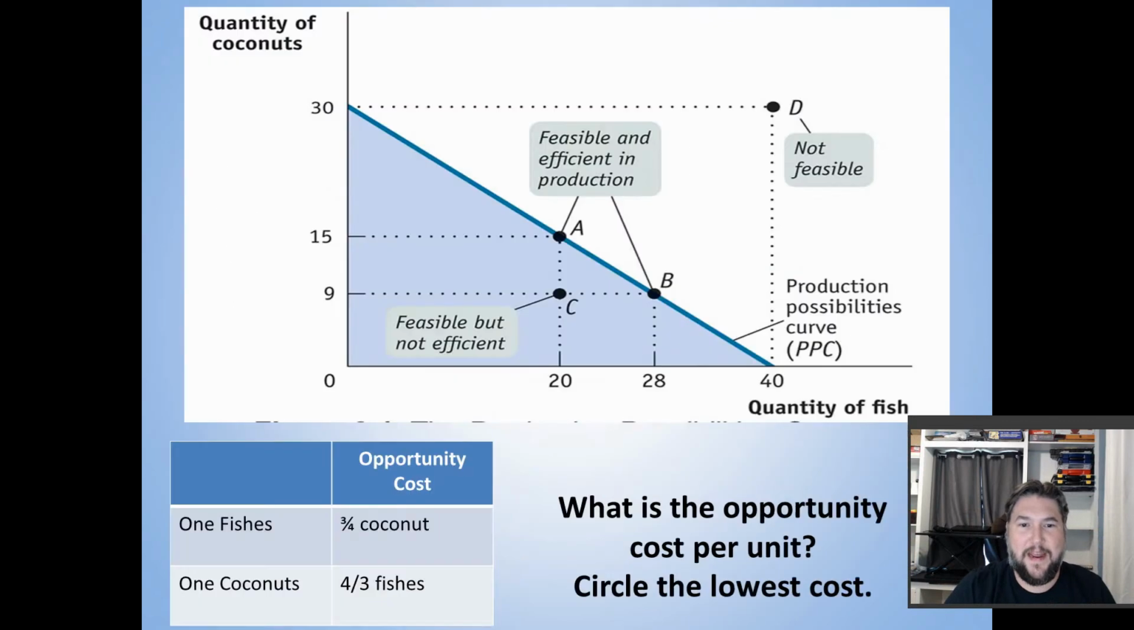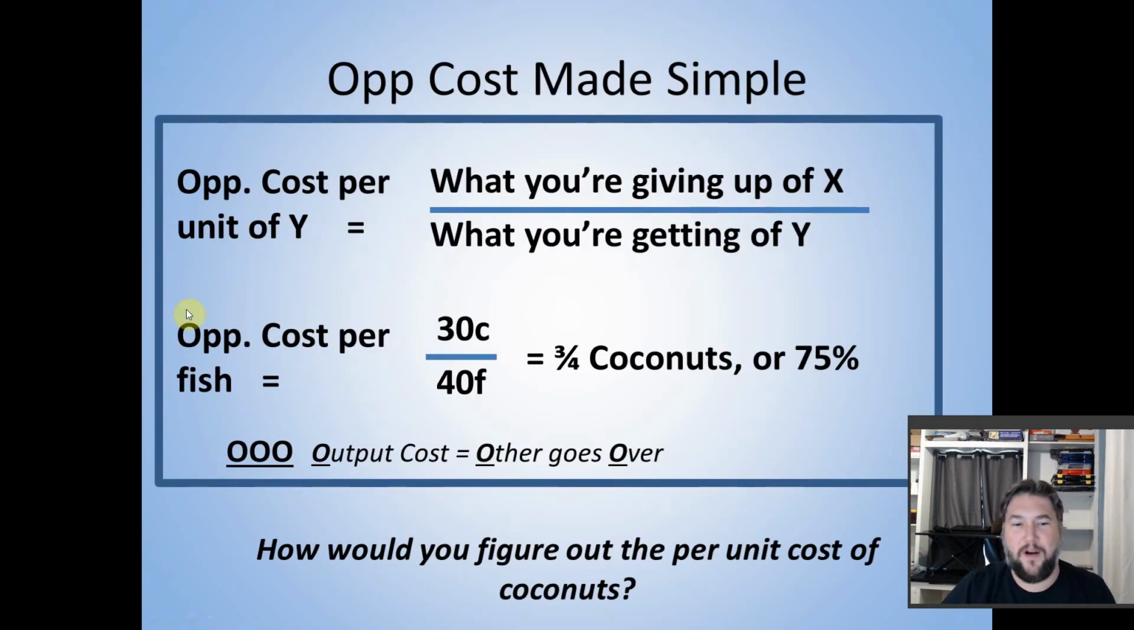Big thing though, going the wrong way. Output costs, because we're figuring out outputs of things, how many fish or coconuts you can get. Other goes over. So fish, then put coconuts on top. If you're finding out the opportunity cost of something, make sure it is on the bottom. Don't screw that up. As long as you can remember that, other goes over, you'll be fine for this. All right, hopefully that helps, and I'll stop here.